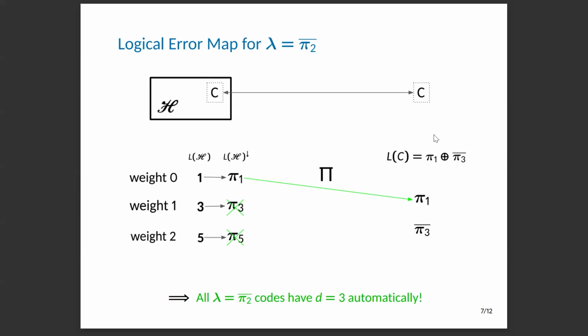So this was very exciting. We found that all lambda equals pi2 bar codes have distance 3 automatically. And it turns out there are a lot of pi2 bar subspaces in this world, so you can find lots and lots of codes, and they all work without any fiddling, without any fine tuning.